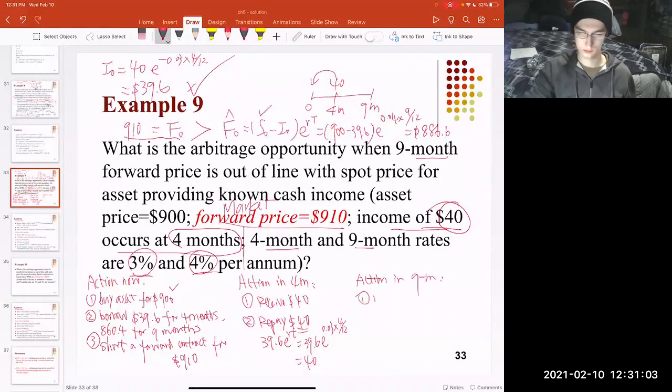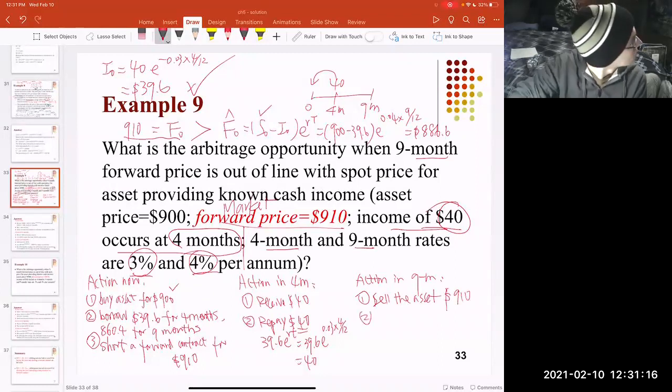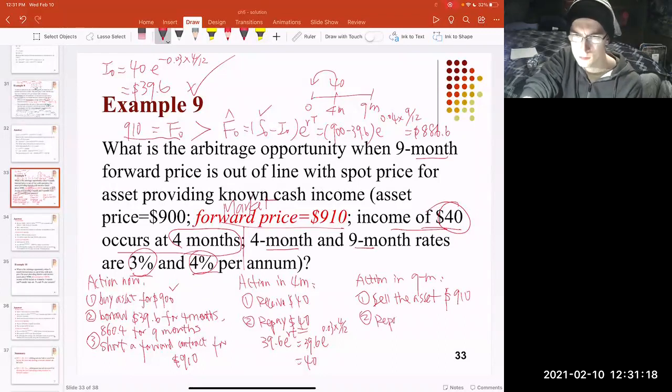First, you have a short position, so you're going to sell the assets, right? You sell the assets for how much? 910. That's the money you're going to receive, and then you need to repay the long-term loan. The amount you're going to pay: the principal is $860.4, with continuous compounding. R is 0.04, for how long? 9 months.